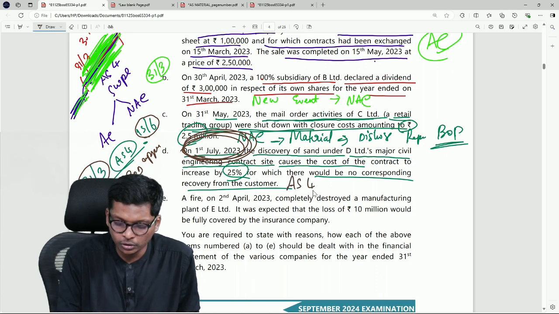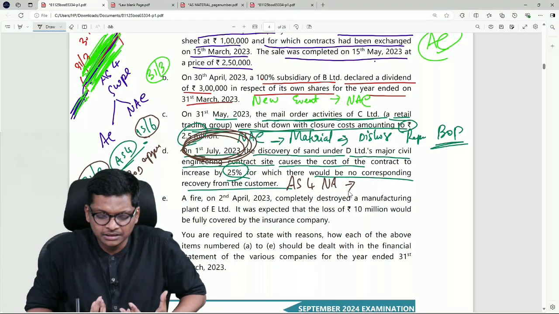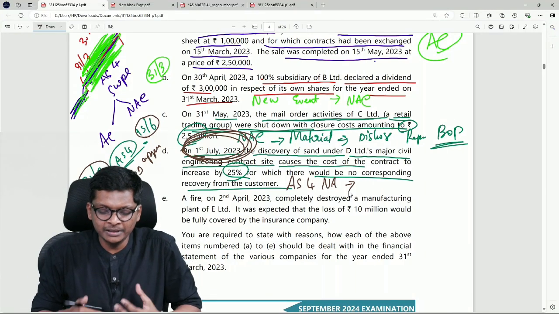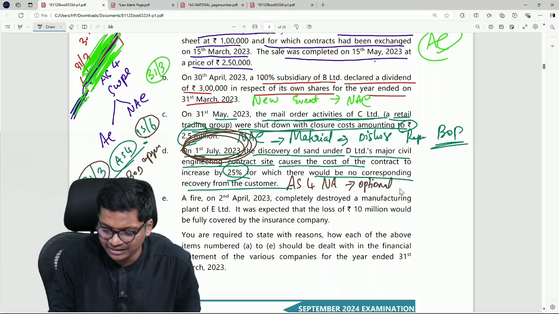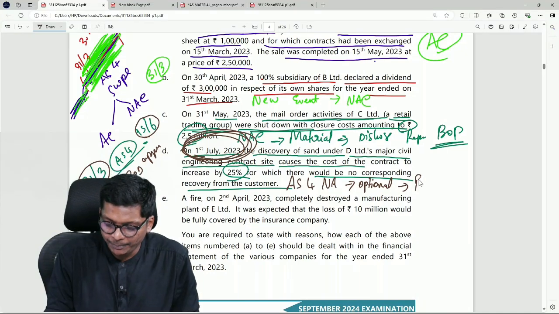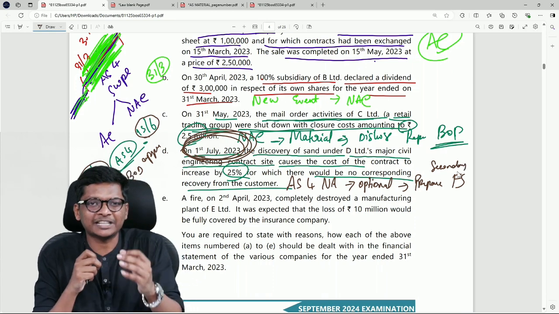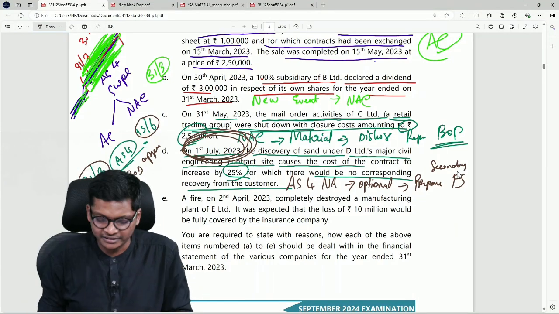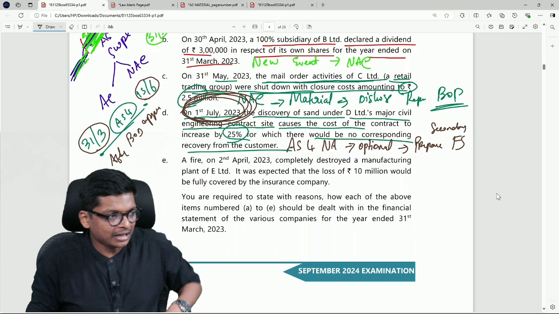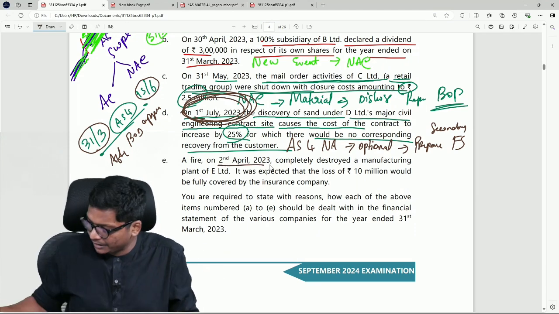However, expert guidance says even though AS4 is not applicable, if the management wants, it is only optional, they can prepare a secondary FS. We call it a secondary FS or an additional FS and give it to the shareholders as additional information, but not in the existing FS. Okay. Now, the last one, a fire on 2nd April. 2nd April means again what, guys?